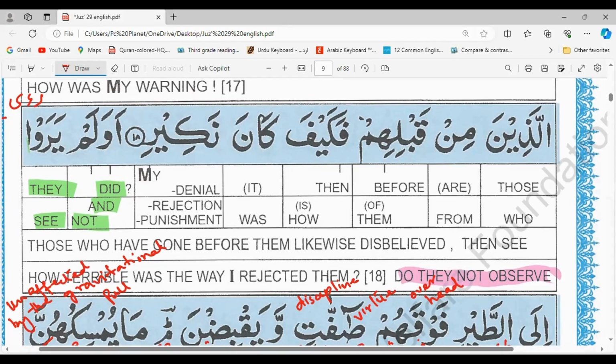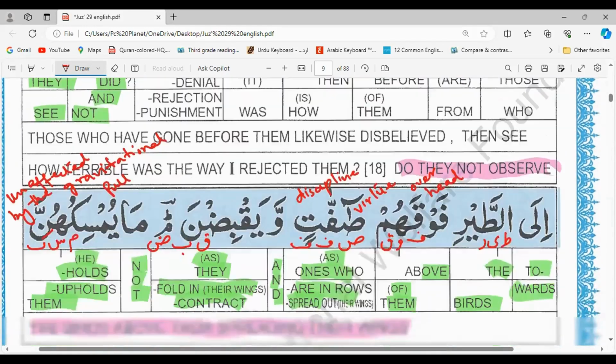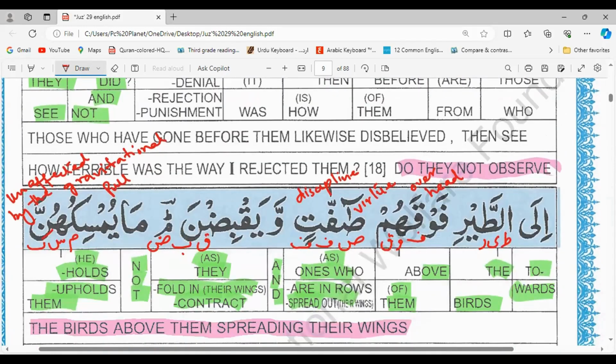Ila tayri. Ila is a preposition which means towards, and tayr is from Ta, Ya and Ra, which means birds. Allah says, have they, the people who don't believe in Allah as the Lord, as the creator of the universe, have they not seen towards the birds, fawqahum, over their heads, above them. Fawqahum is from the root Fa, Waw and Qaf, and fawq means overhead, above them.